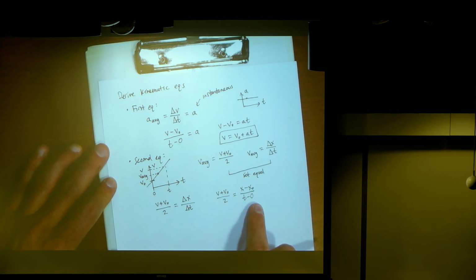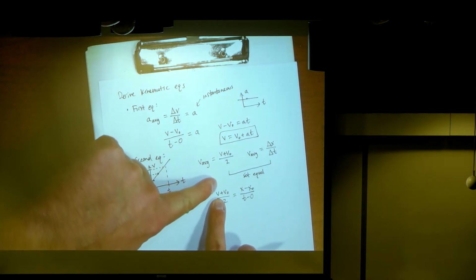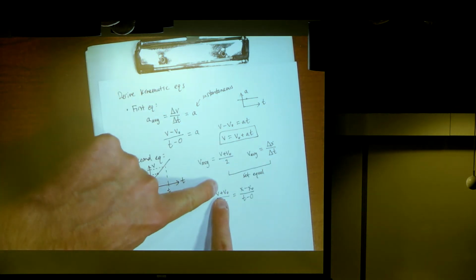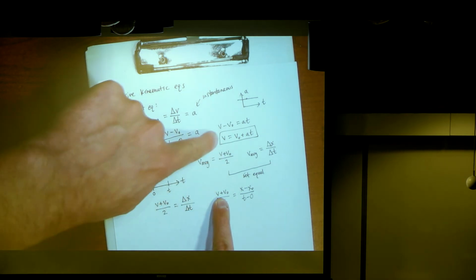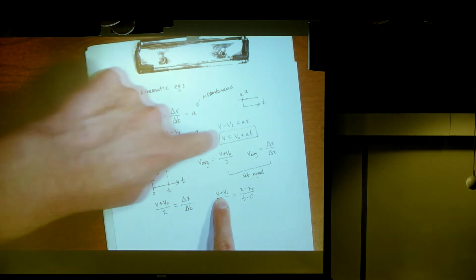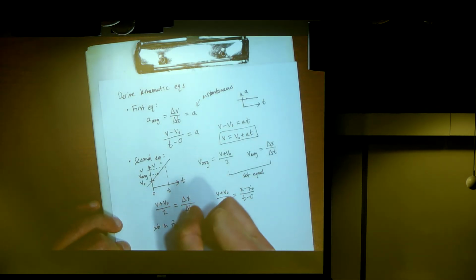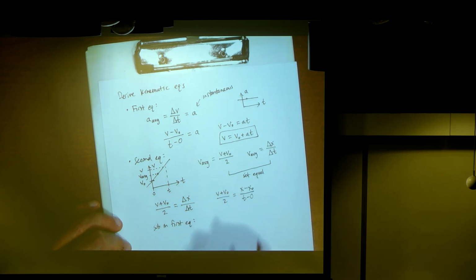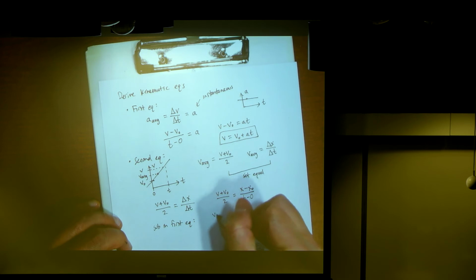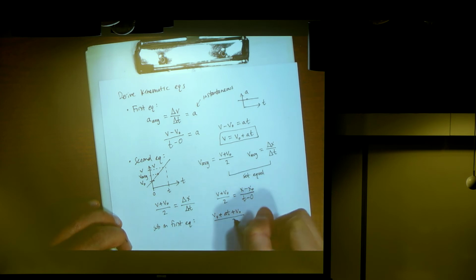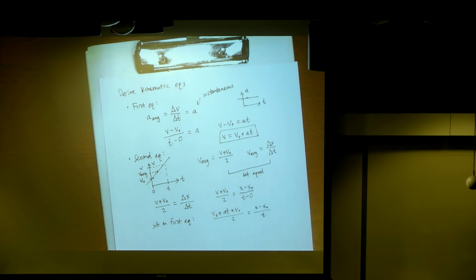So that's what we have. But check this out. V, my final velocity, I have an equation for that right up here. So where I see v in this work, I'm actually going to substitute in my very first kinematic equation that's in the box, okay? So I'm going to say sub in first kinematic equation. Okay, so on top, we have v, which is v naught plus at, plus v naught right here. There's my substitution. Divided by 2 equals x minus x naught over t.